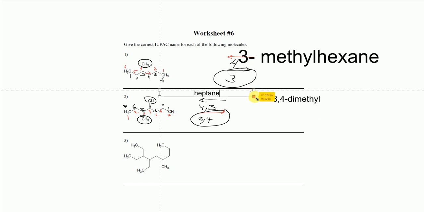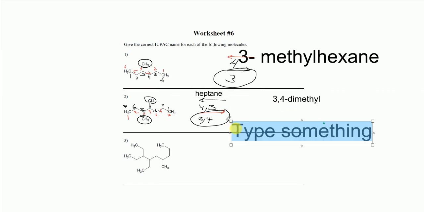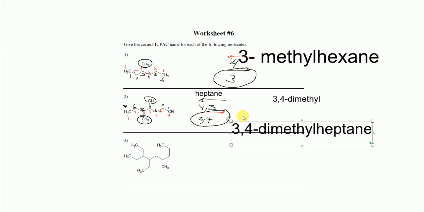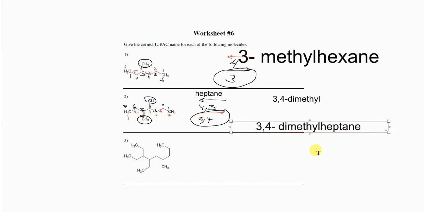Okay, heptane. So my parent chain is going to be called 3,4-dimethyl heptane. So easy, right? It's really easy right now. Okay. Now let's do number 3. It looks a little bit more complicated. I'm trying to speed things up because I'm already at 23 minutes. So let's just eyeball this one.